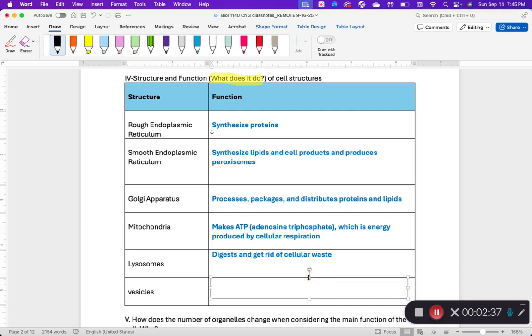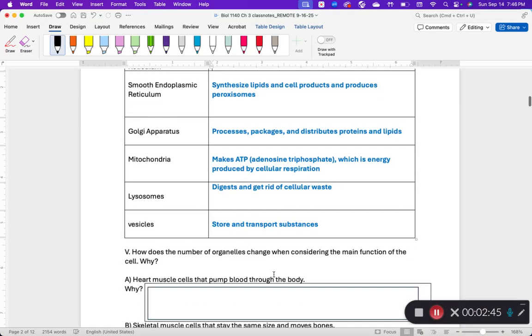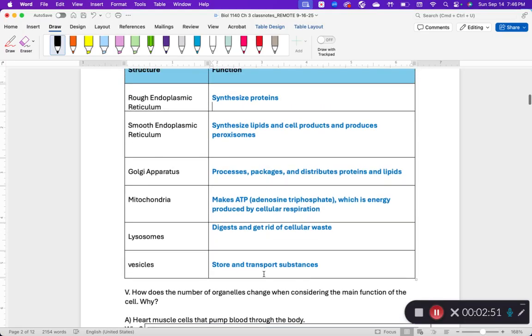Then there's lysosomes. Lysosomes will digest and get rid of cellular waste. And then vesicles are going to store and transport substances. So I would go ahead and pause here, and as soon as you have these all written down, go ahead and unpause and we'll start with this next part. Okay?